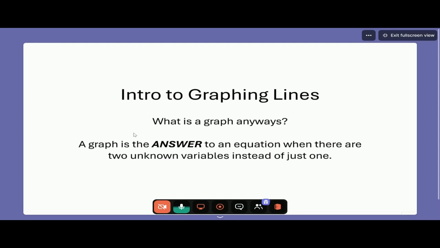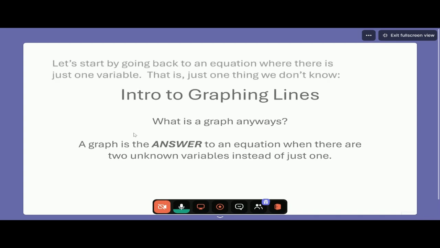So the quick answer to that question, what is a graph, is that a graph is the answer to an equation when there are two unknown variables instead of just one. And I mean that literally. The graph isn't this random other picture we draw. It is the answer to that type of equation. Now let me show you what I mean.